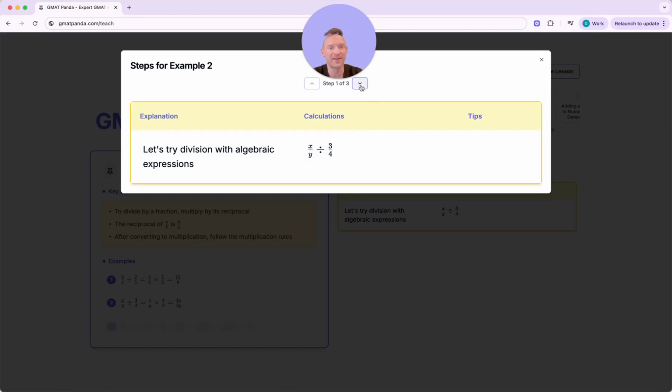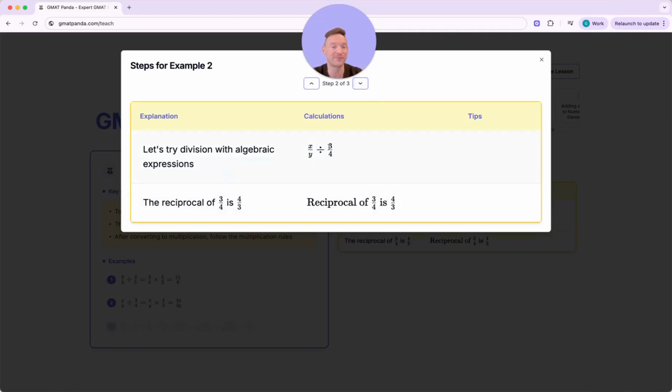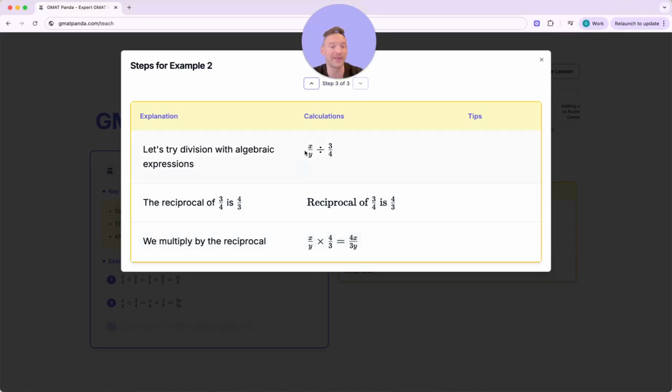So what we do is we first flip the second fraction. Okay, we turn it from 3/4 to 4/5. And then we multiply it by the first fraction. So we end up with 4x over 3y.